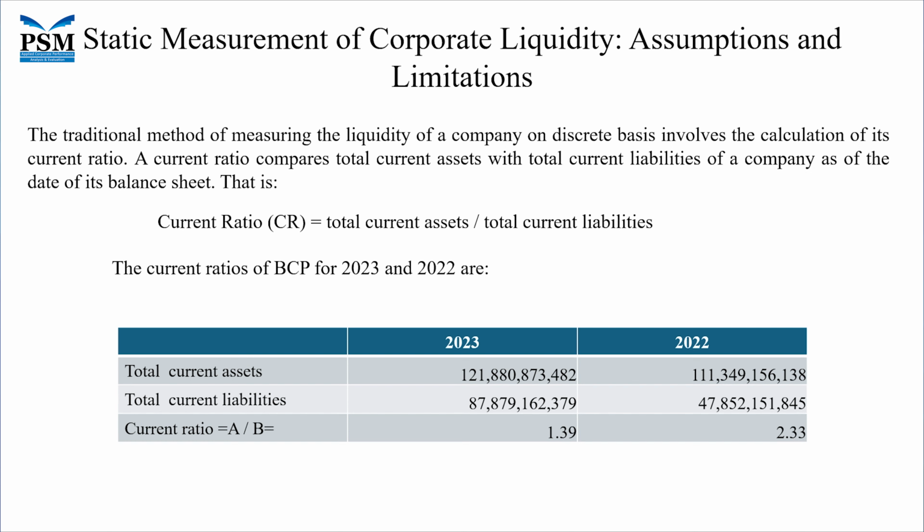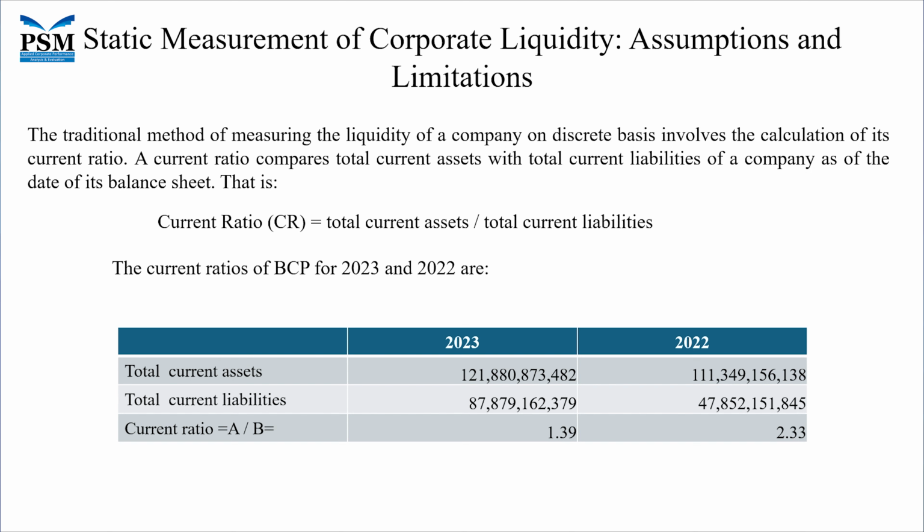Using the formula shown above, we divide the total current assets by the total current liabilities. We get 1.39 for the year 2023 and 2.33 for the year 2022. It's a multiple figure, it's not a percentage. 2.33 for the year 2022 and 1.39 for the year 2023.